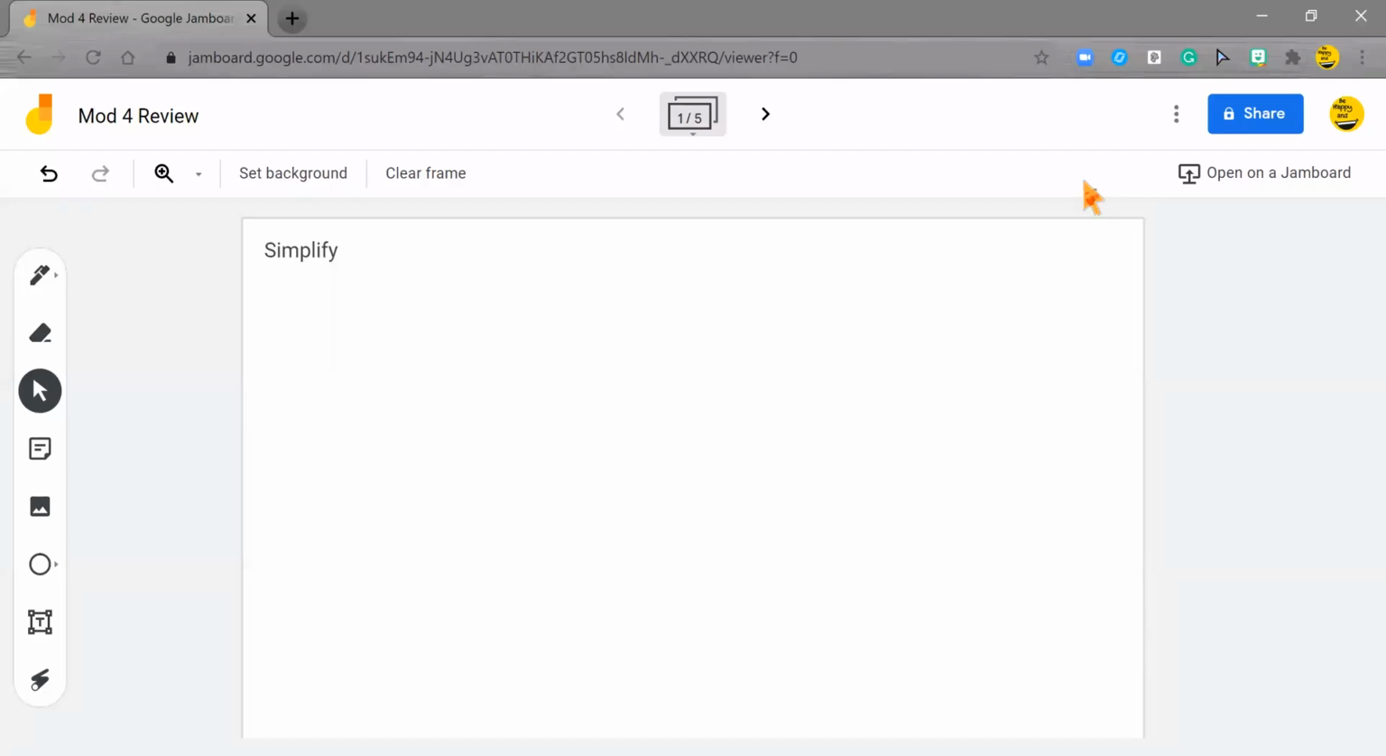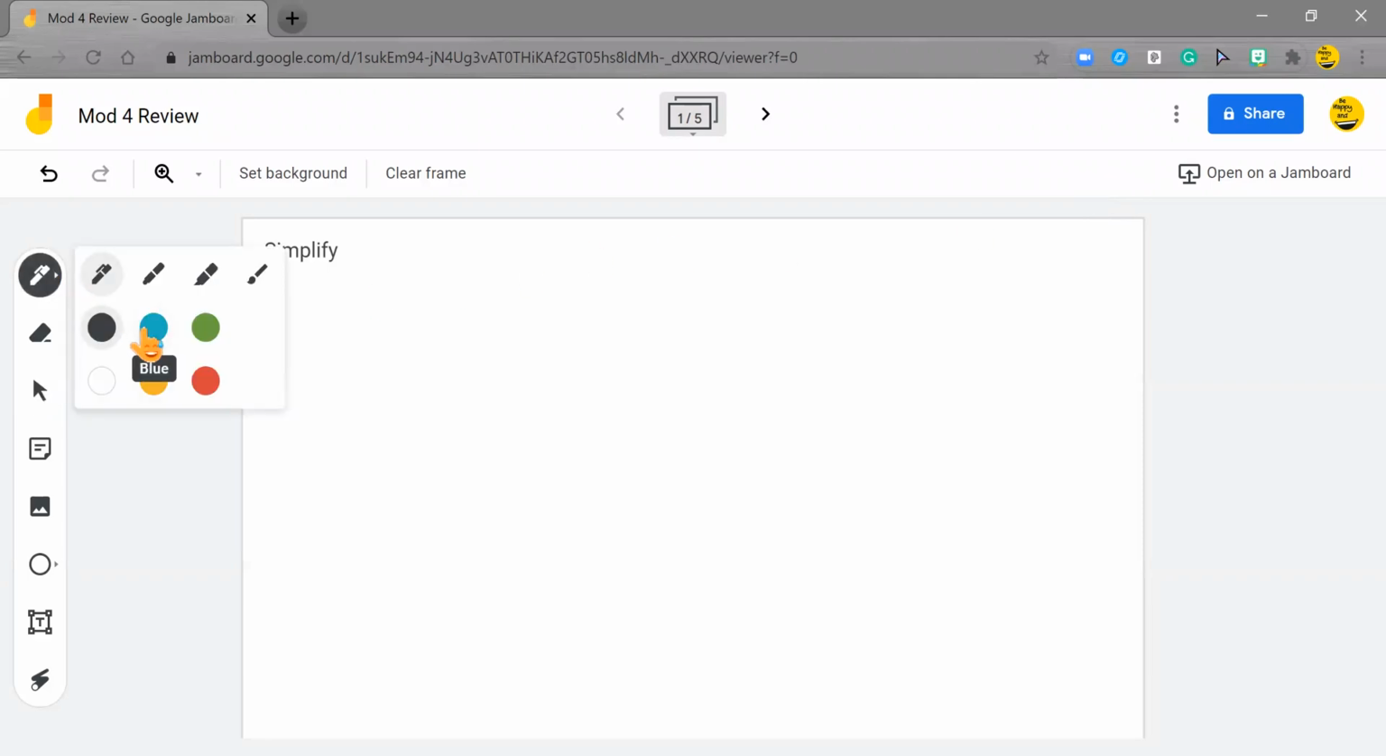Hey guys, it's Miss Alexander, and today we are doing just a regular review for a Mod 4 test. The first thing we got to know is how to simplify. So I'm going to give us several fractions that we can do it with. I think I'm going to use green for simplification.